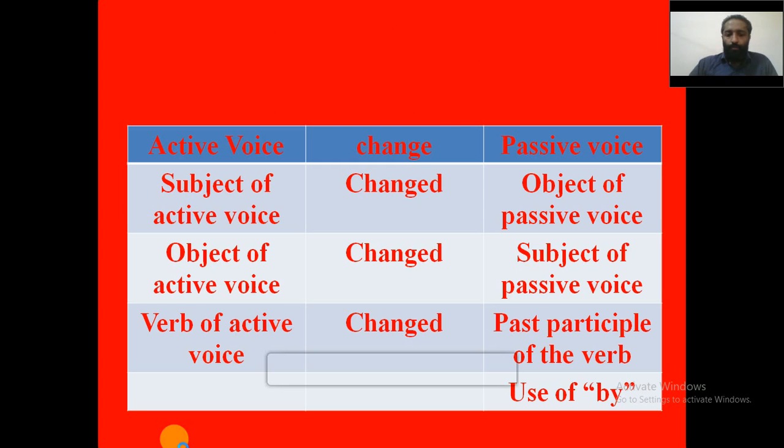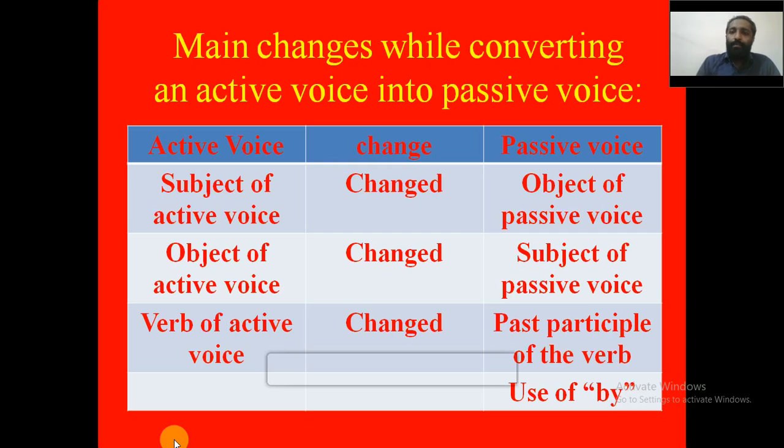Now we move on to the main changes that you need to keep in mind when you are converting an active voice into passive voice. The first one, the subject of the active voice will be changed into the object of the passive voice. Second, the object of the active voice will be changed into the subject of the passive voice. Third one, verb of the active voice is changed into past participle of the verb.